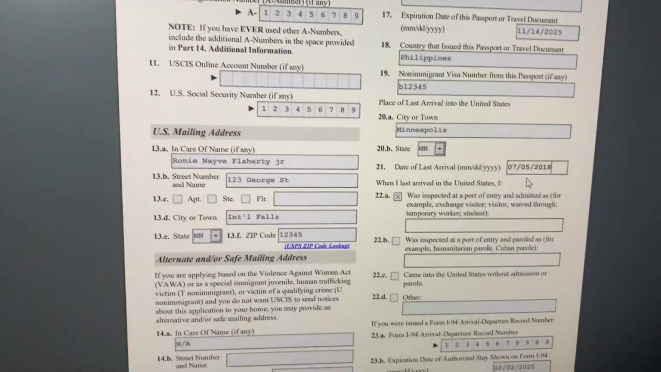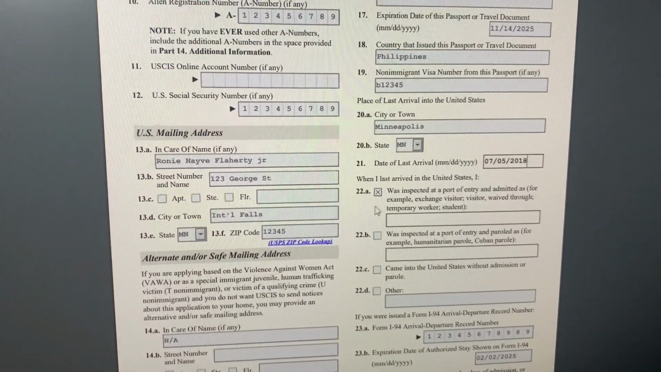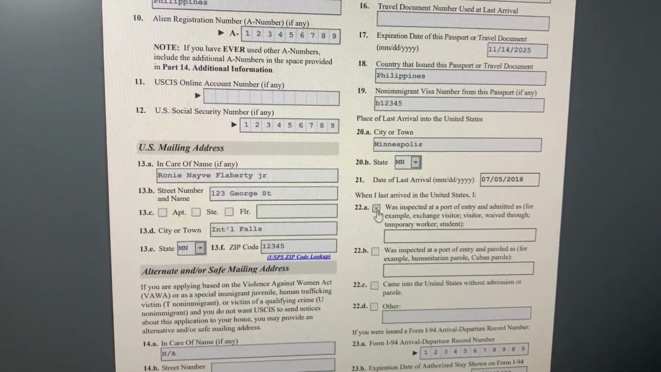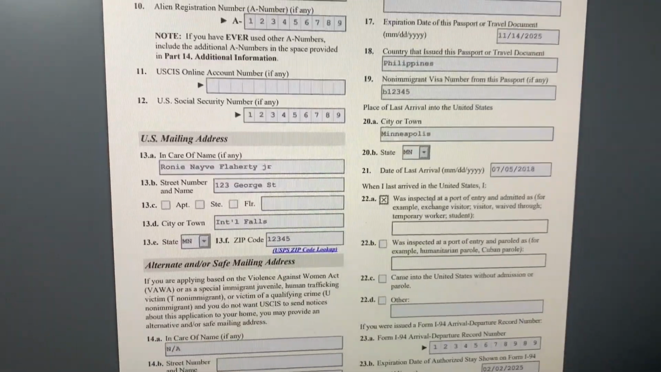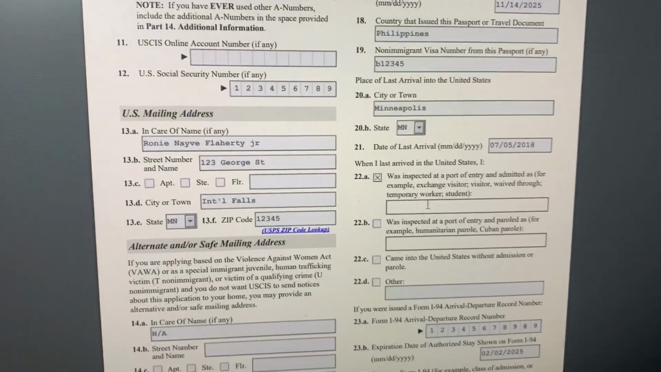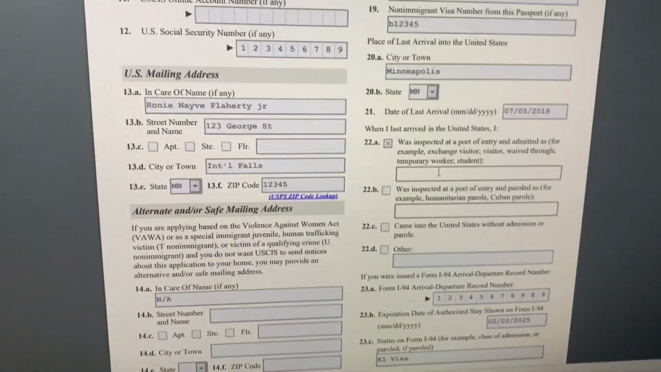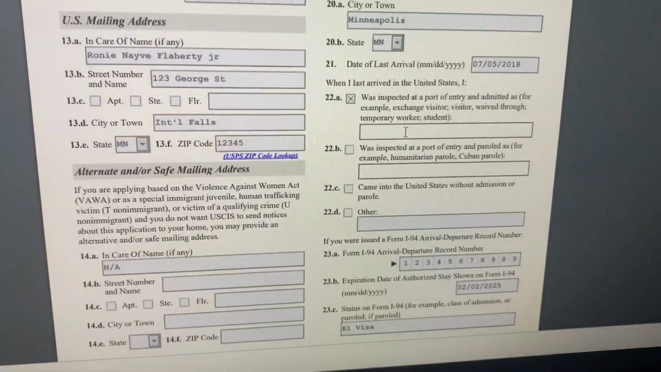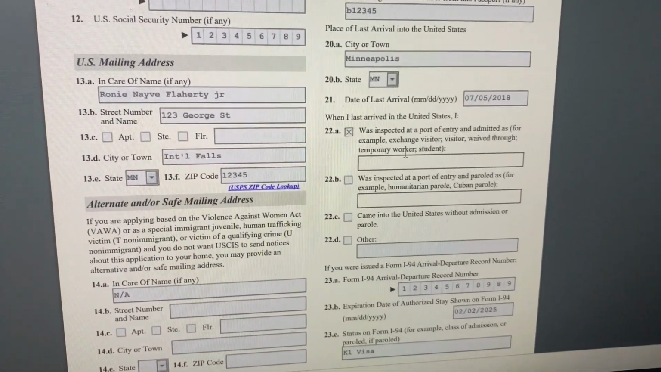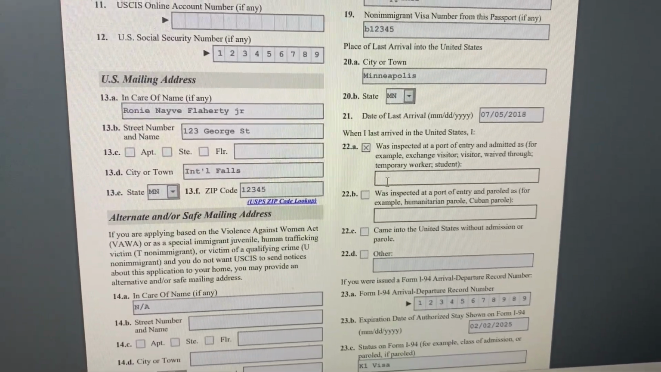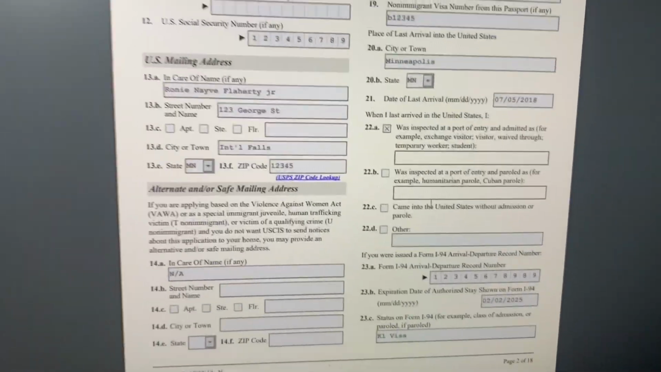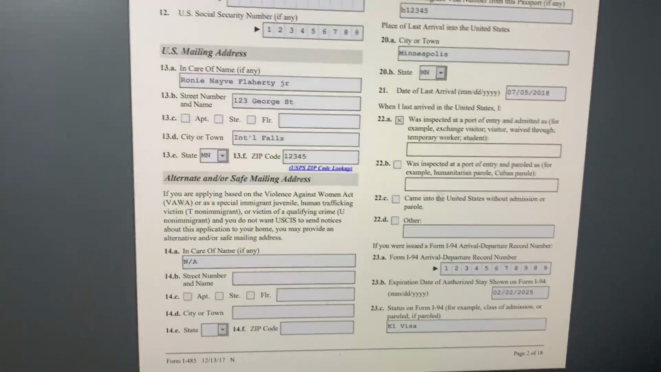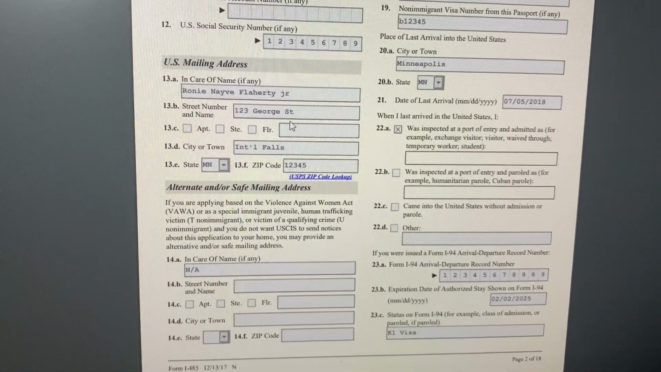And number 22, when I last arrived in the United States, I put Q1 visa. I can't seem to put Q1 visa in the computer, so after you print this, you can manually put Q1 visa here. Don't forget 22A, Q1 visa. Moving on, US mailing address.